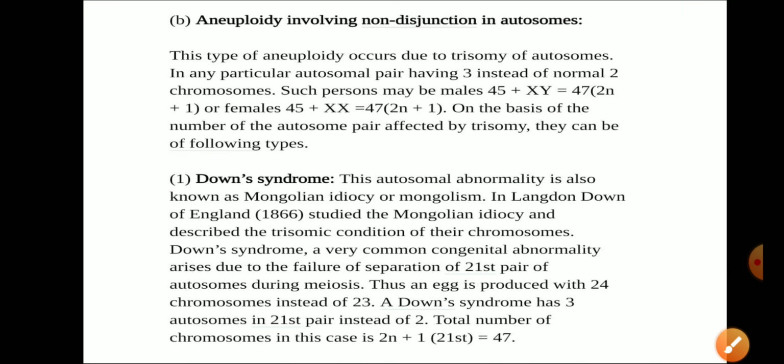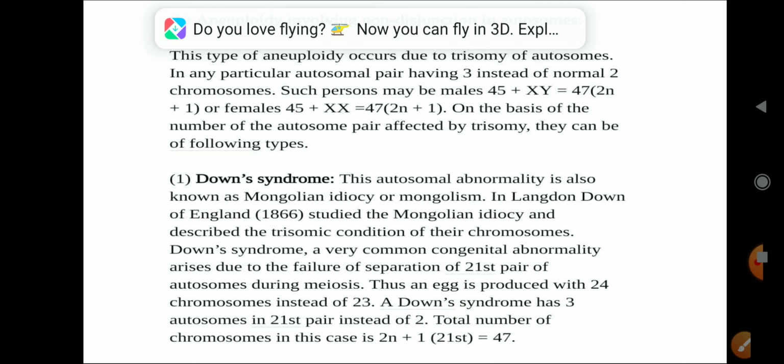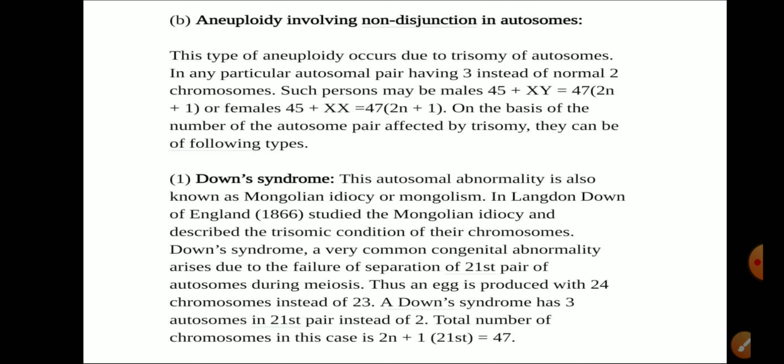Now next we have aneuploidy involving non-disjunction in autosomes. This type of aneuploidy occurs due to the trisomy of autosomes. In any particular autosome having 3 instead of the normal 2, then we have 45 plus XY and 47 plus XY. So we have the total number, that is 2n plus 1, in case of male, and in female that is 2n plus 1 again, that is 45 plus XX.